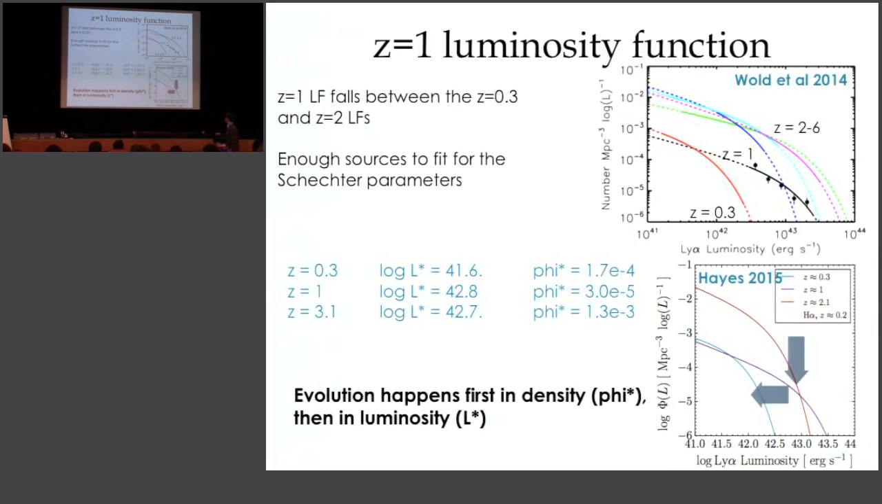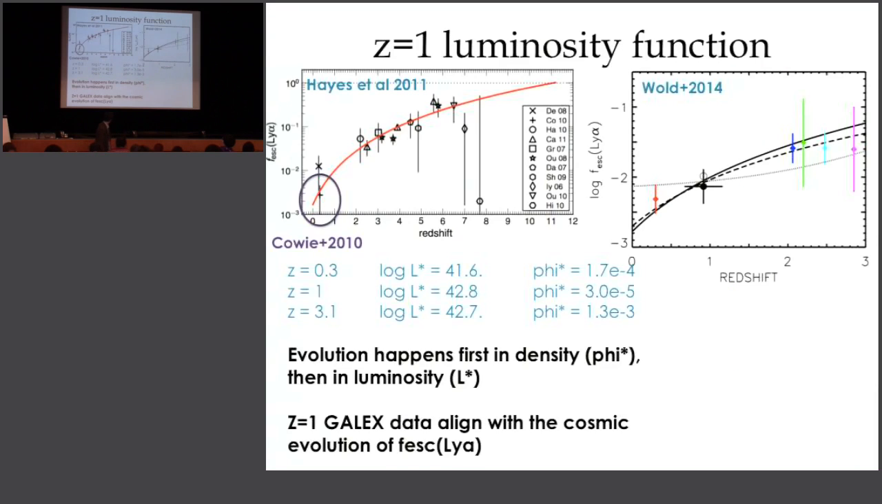I'm not sure this is fully understood, that going from the peak of cosmic star formation rate density at redshift 2 and 3, first of all the evolution seems to happen in number density. For some reason Lyman-alpha galaxies are turning off, and then when you go from redshift 1 to redshift 0.3, the same population seems to be getting fainter. I'm not sure this is understood, but it's true. It's certainly quite intriguing.